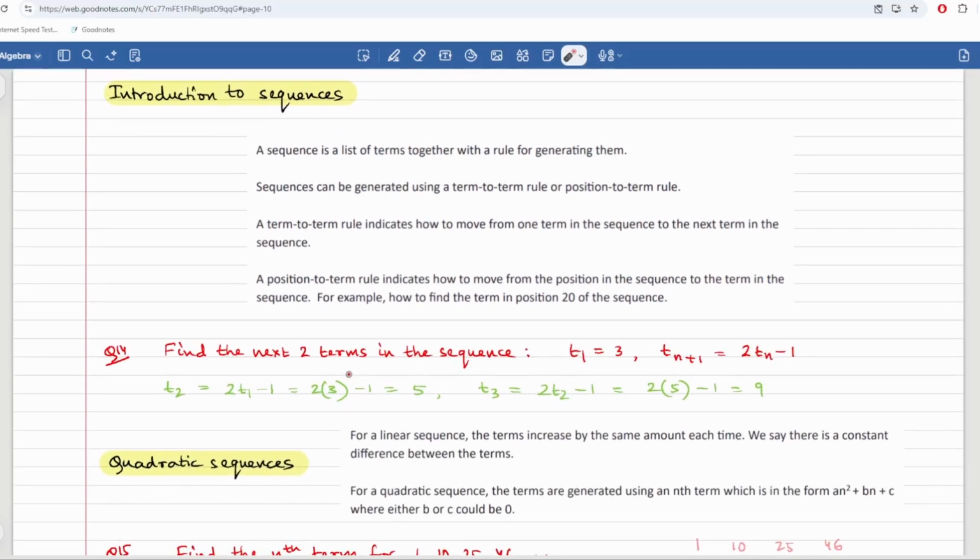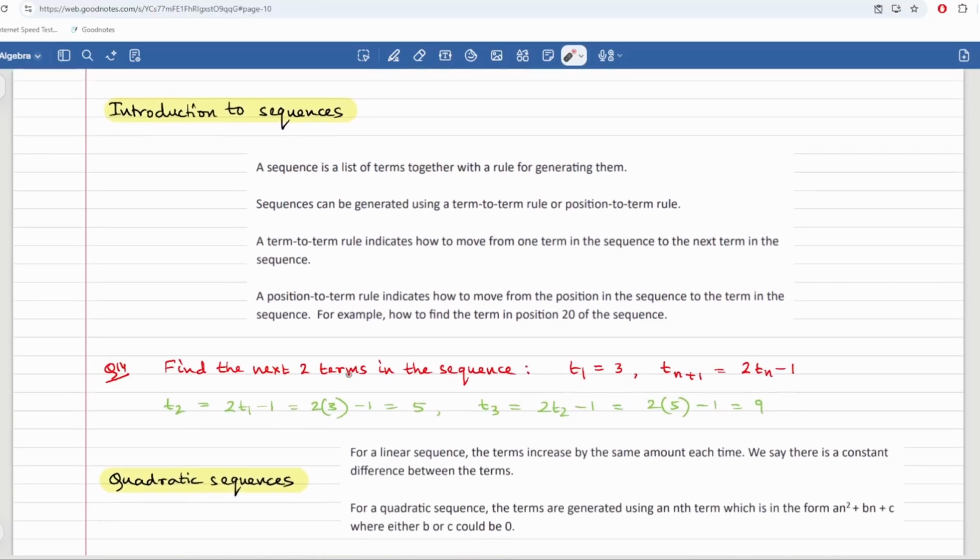Alright, now we will look into quadratic sequences. For a linear sequence, which means an arithmetic progression, the terms increase by the same amount each time, which is the common difference. In quadratic sequences, the terms are generated using an nth term of the form an square plus bn plus c. But here, the common difference is in AP. In linear sequences, the common difference was constant. In a quadratic sequence, the common difference is in AP, so the common difference of the common difference will be constant.